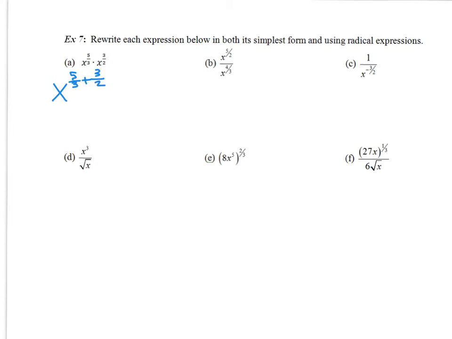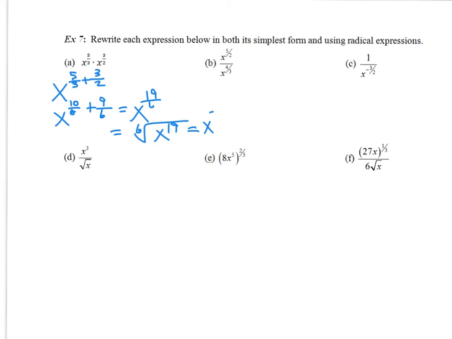Now yes, you could go to your calculator and do that sum, but I'm going to do it with a common denominator here. Common denominator is 6, so that gives me 10/6 plus 9/6, giving me an answer of x to the 19/6. As a root, we would write that as the 6th root of x to the 19th.